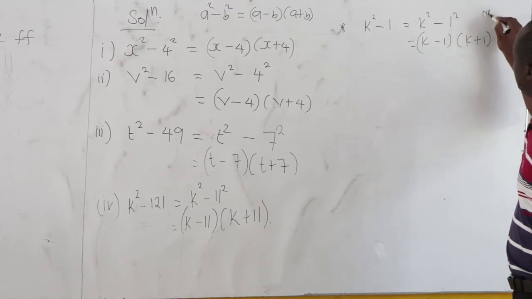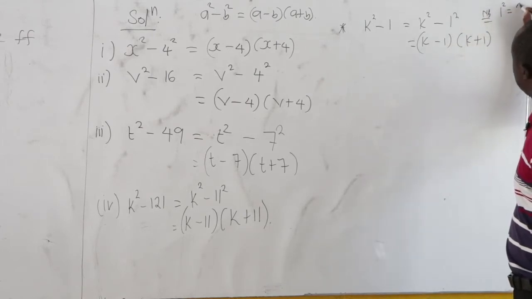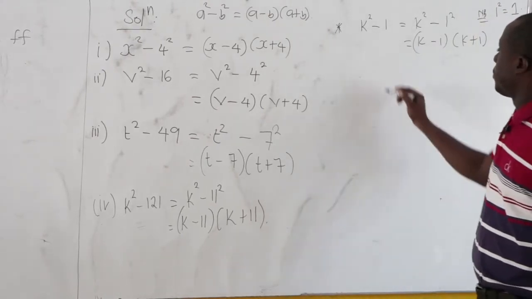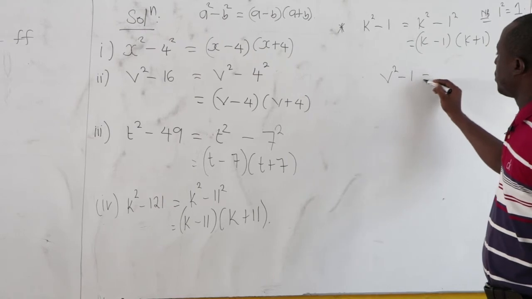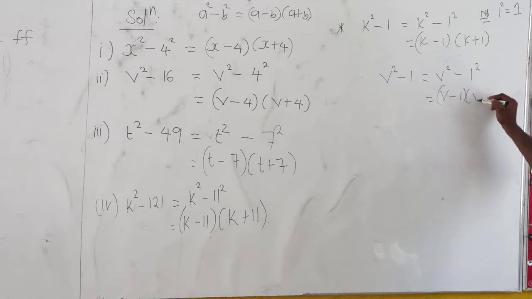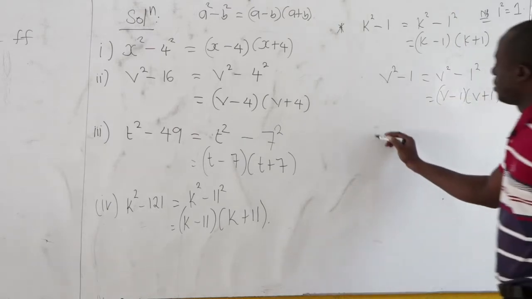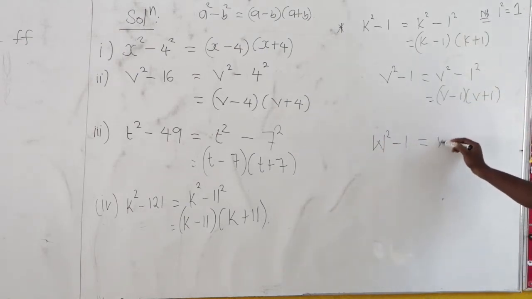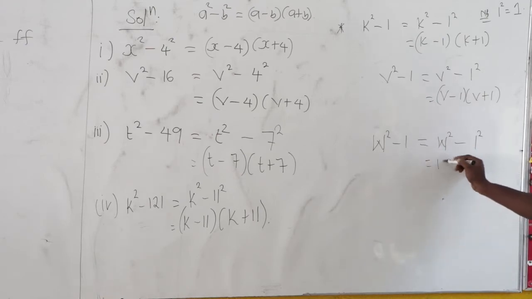We should note that 1 squared is the same as 1 because 1 squared is the same as 1 times 1, which is 1. Now we can also have v squared minus 1. This is just v squared minus 1 squared. 1 squared is the same as 1. So here v minus 1, v plus 1. Now we can have w squared minus 1. And this is just w squared minus 1 squared because 1 squared is the same as 1. We've not changed the question. w minus 1, w plus 1.